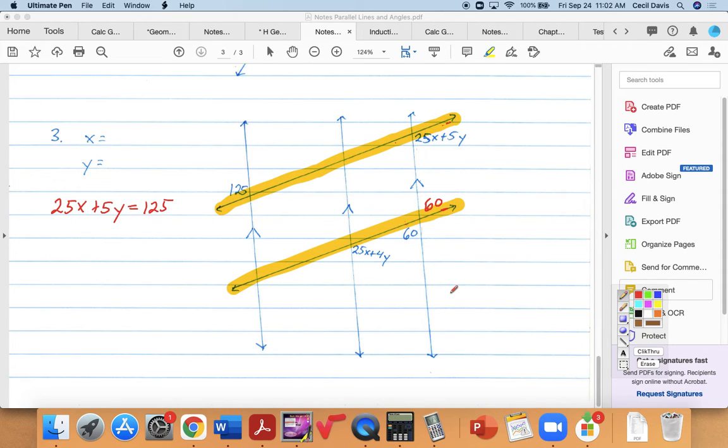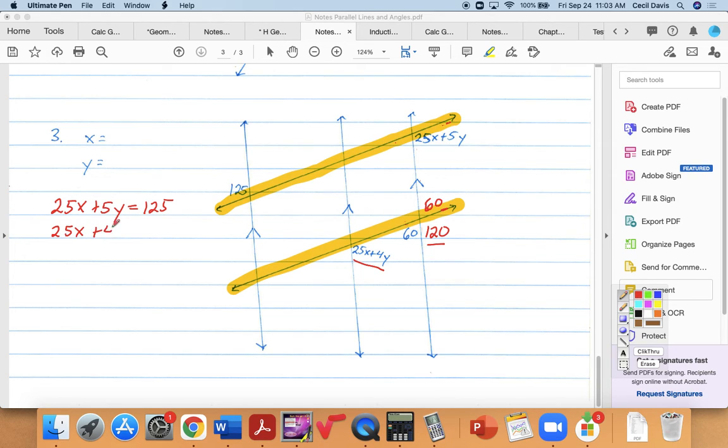Now, before you write that equation, let me ask you a question. What's easier to work with, congruent angles or supplementary angles? Congruent angles. Well, how much is this angle? 120 degrees. And what type of angles are this 120 and the 25x plus 4y? Corresponding. So what is the relationship between those 2? They're congruent because my transversal is crossing parallel lines. So I'm going to write that one right underneath this one.